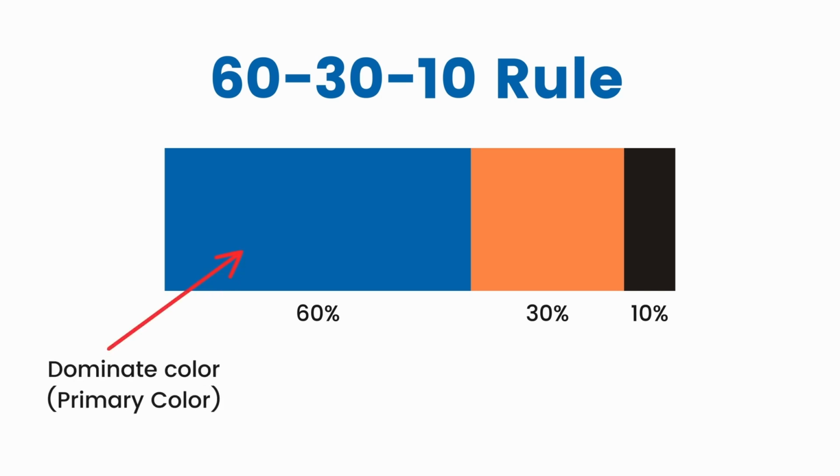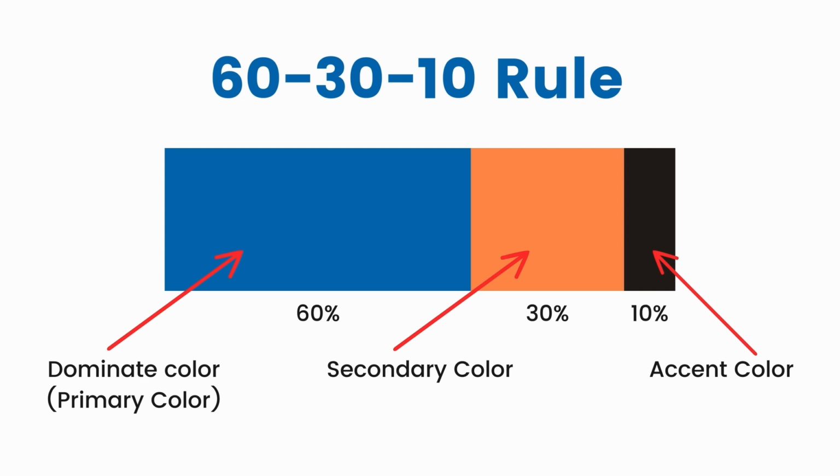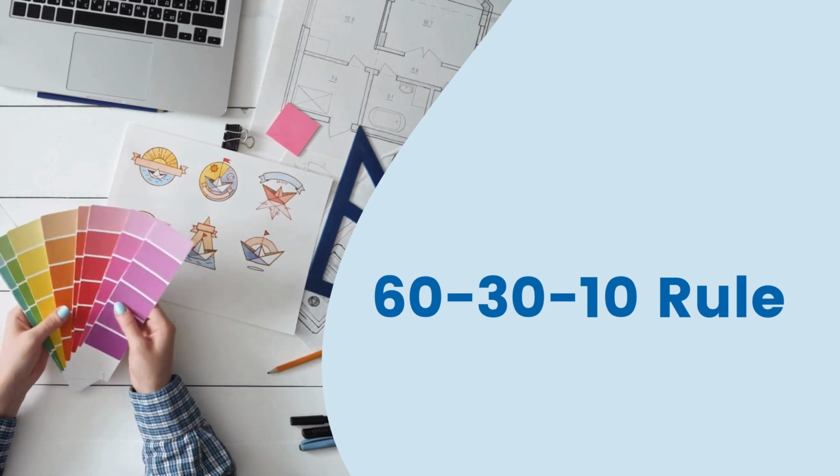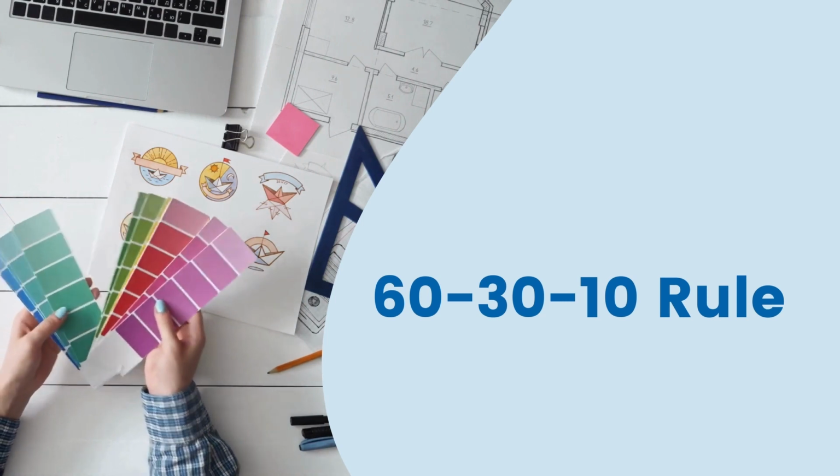The 60% is the dominant color, which means it will be used for 60% of the overall design, and 30% is the secondary color, which will be used for 30% of the design. 10% is the accent color, and this 10% will be used to highlight the most important parts or objects in the design. By following this 60-30-10 rule, we can create color palettes that are both harmonious and visually appealing.